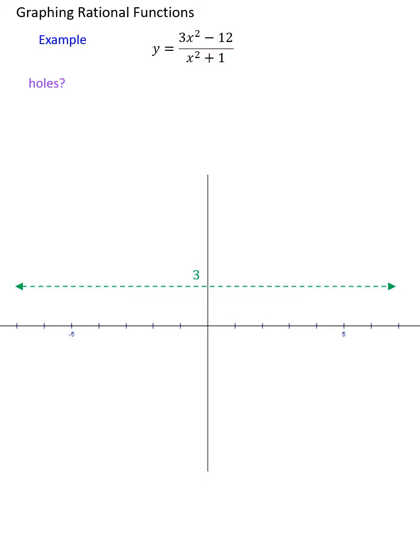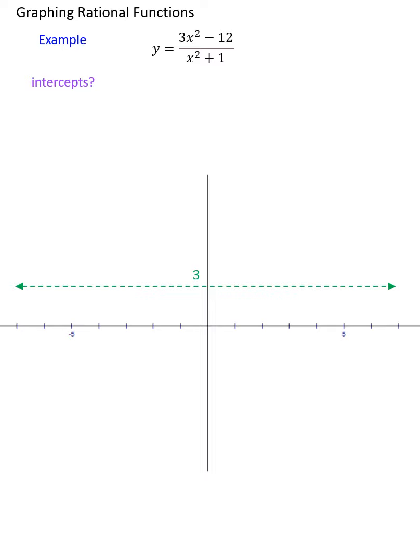Now let's take a look at the holes in the graph, if any. Holes in the graph occur whenever the denominator and the numerator are both 0. But there's nothing that even makes the denominator 0, so there are no candidates for holes in this graph. Therefore, there are no holes either.